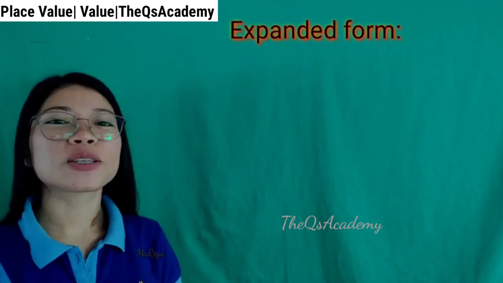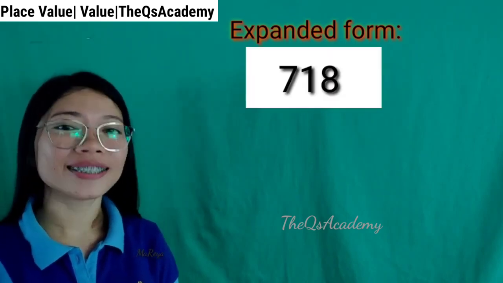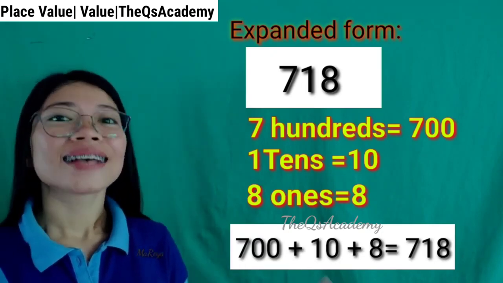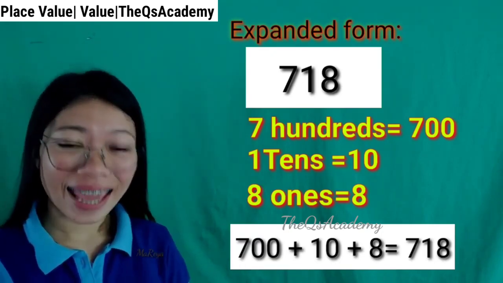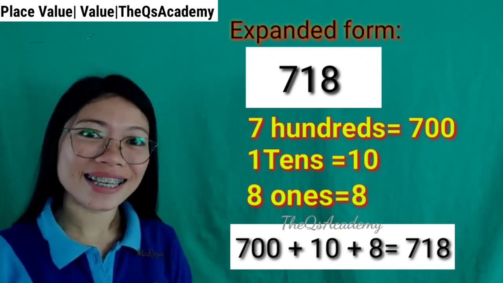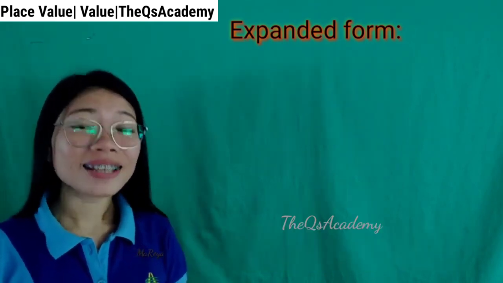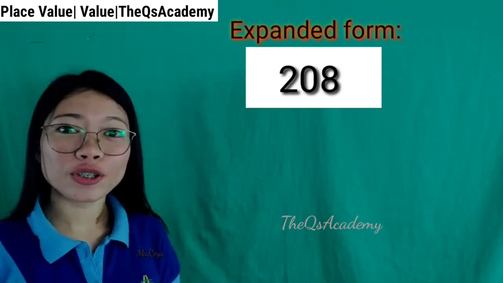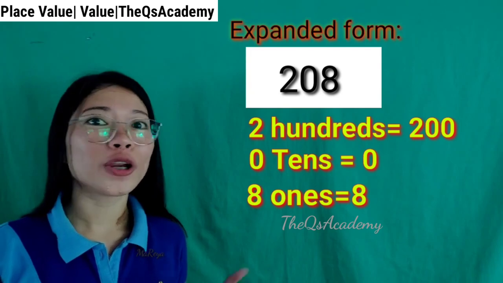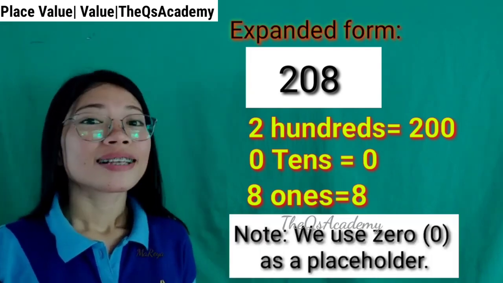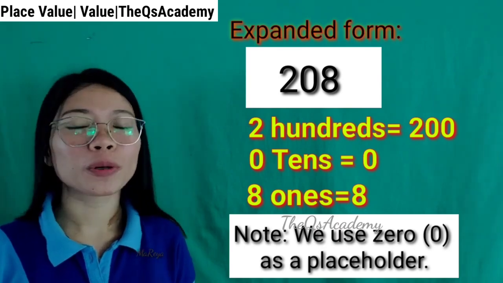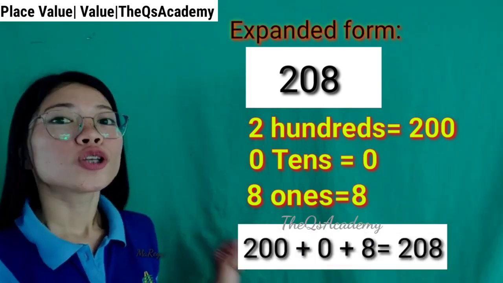Now, let's expand 718. 700 plus 10 plus 8 equals 718. Now, let us try 208. As you can see, there are no tens. Take note that 0 is our placeholder.